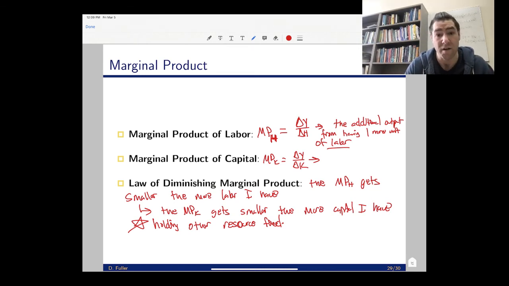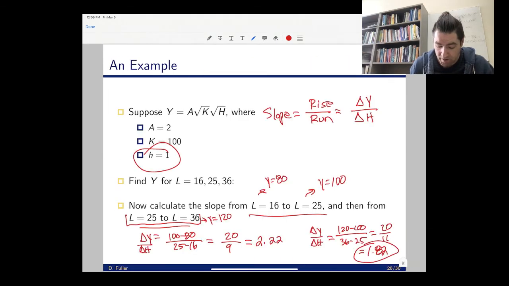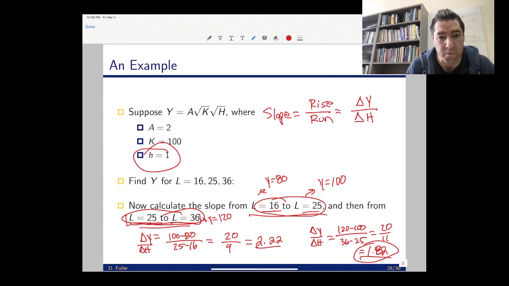So that is the law of diminishing marginal product, or diminishing marginal returns, which is very important in economics, and we saw it in play in our previous example, right? As L increased from, let's say, 16 to 25, the marginal product of labor got smaller, right? It went in this range from 2.22 to, with higher labor, 1.82. So the more labor I add, the less additional output I'm going to get by adding additional labor.